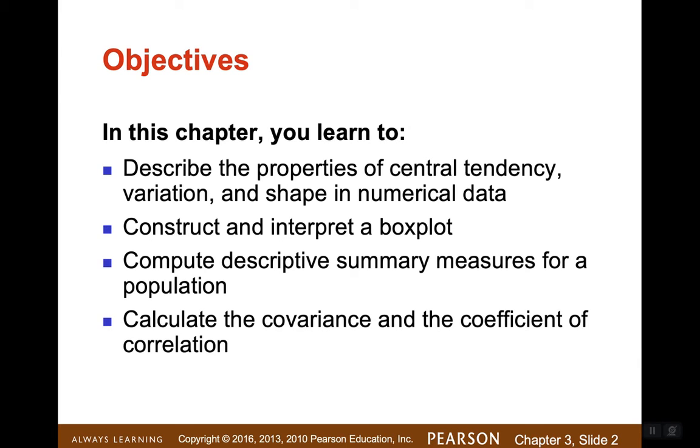So a couple of things we'll do. We said we're going to look at central tendency, variation, and shape of numerical data. What we mean by a box plot, which is a form of visualization. How we compute descriptive summary measures for a population. And then also talk about covariance and the coefficient of correlation.